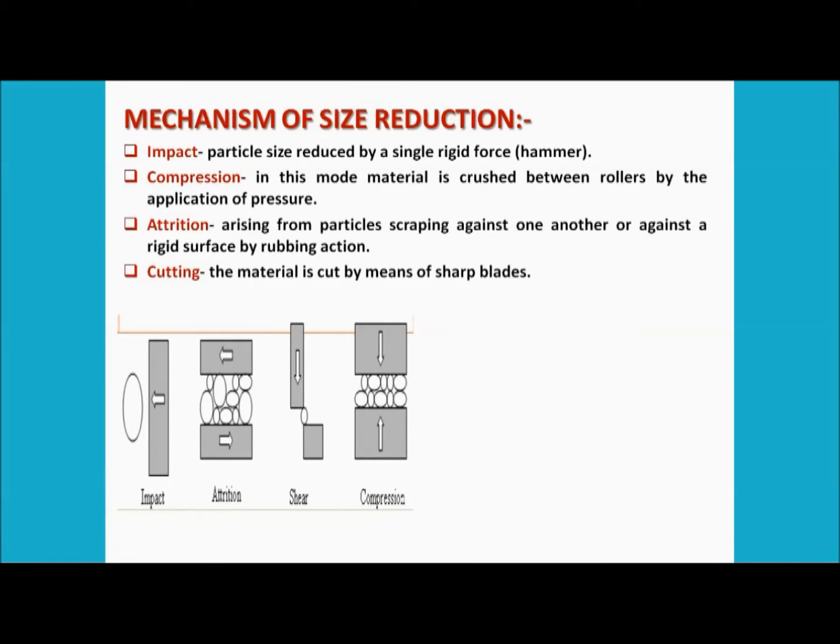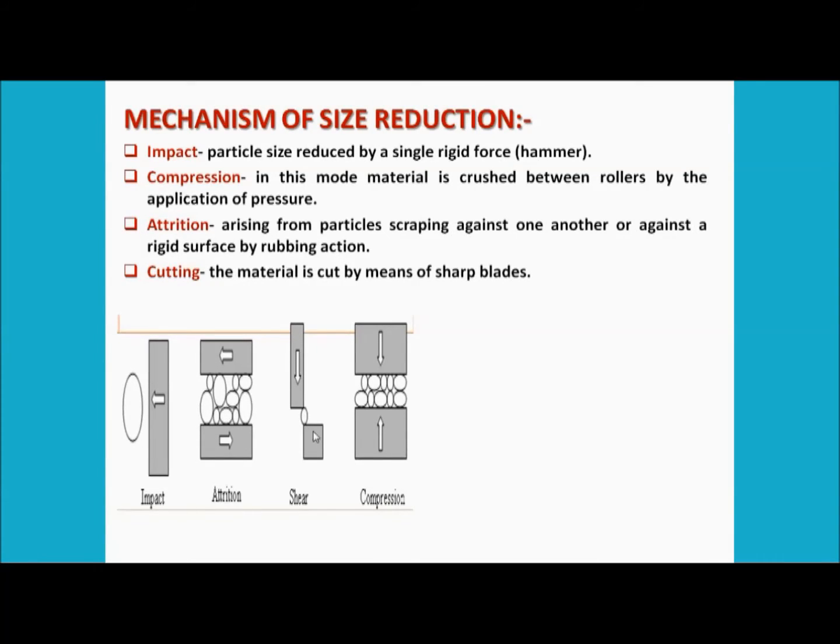So here you can see this is the impact. Suppose this is the hammer, this is the particle, you are going to apply the force here, it will get crushed. This is the attrition, right? So here you are applying the force in this direction, this particle is stationary, and it is applying the force in this direction. The particle in between gets sheared or broken into smaller pieces. This is the shear.